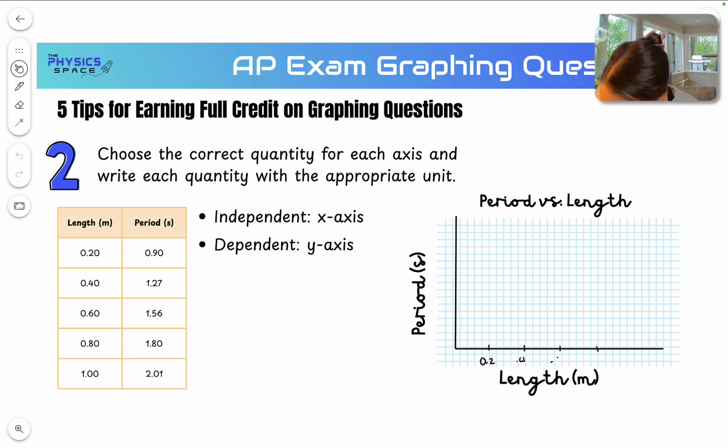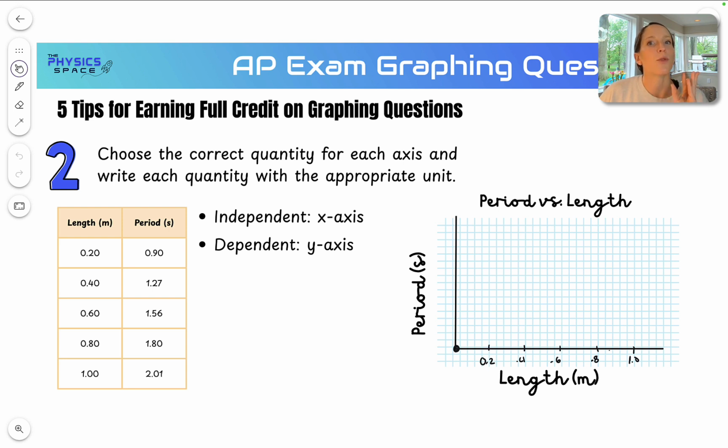So 0.2, 0.4, 0.6, 0.8, and 1. And then on my y-axis, this one's going to be a little tougher here. We don't want to make a break in our graph because even though it's not actually shown here, if we had a length of 0, we would have a period of 0. So it would make perfect sense to have a point of 0, 0 on our graph.